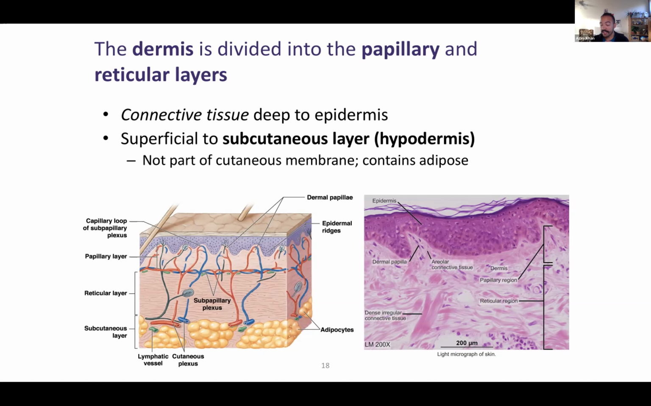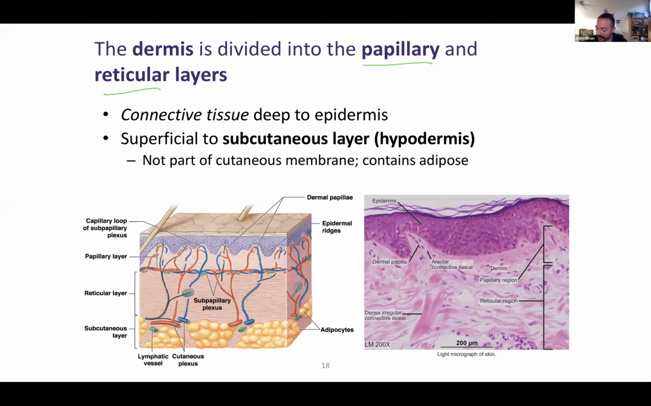The dermis is divided into two layers, and unfortunately, one of these names is kind of misleading. It's divided into the papillary layer and the reticular layer.